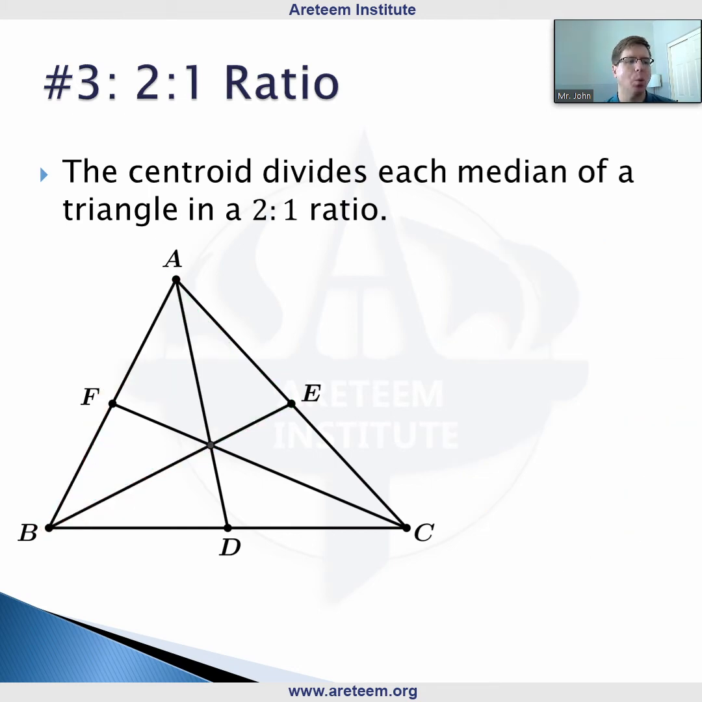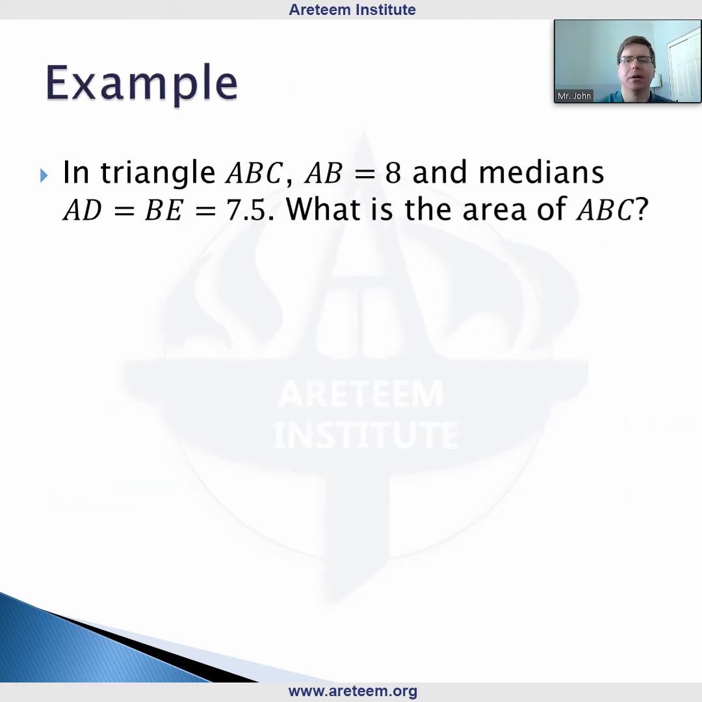Now let's look at one more example here. And let's use this as an excuse to put some of our knowledge that we just did into action here. So we have a triangle ABC, and we know that AB is equal to 8, and we know the 2 other medians are equal length.